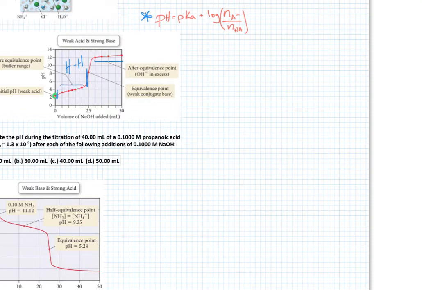So let's start by writing out the chemical reaction. So we've got HPr, propanoic acid, and we react hydroxide ions with it. Now you might be saying, why are you not writing sodium hydroxide?